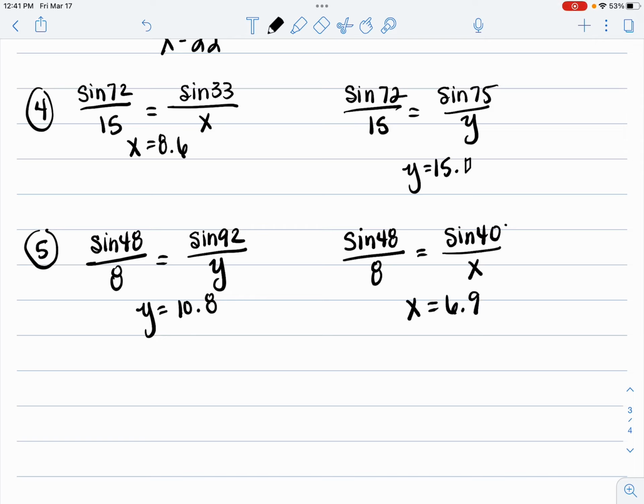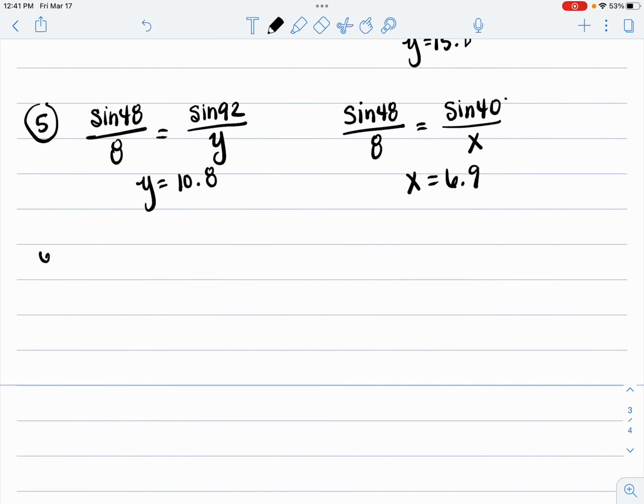That's number 5. Number 6, looking for another side. Again, I can see right off the bat that I have 10 and 41 go across from each other. So I'm going to have the sine of 41 over 10. So that's going to be my first fraction. I see that the 87 is across from x. So the sine of 87 over x.